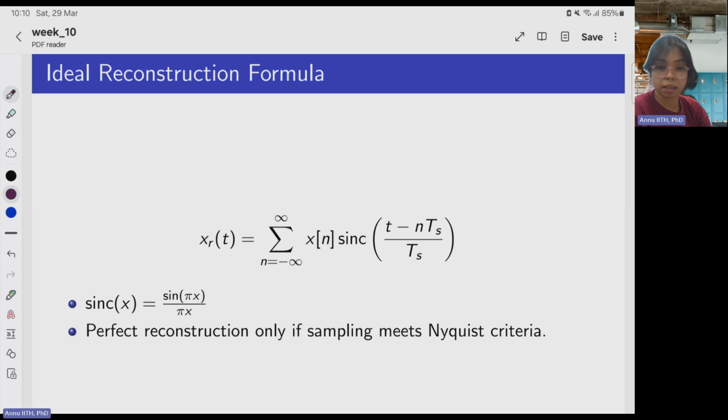The battery is running low. So perfect reconstruction will be possible if we have sinc equal to sine pi x by x. For reconstruction, the sampling should meet the Nyquist criterion: the sample rate should be greater than or equal to 2 times the maximum frequency. Important chart.